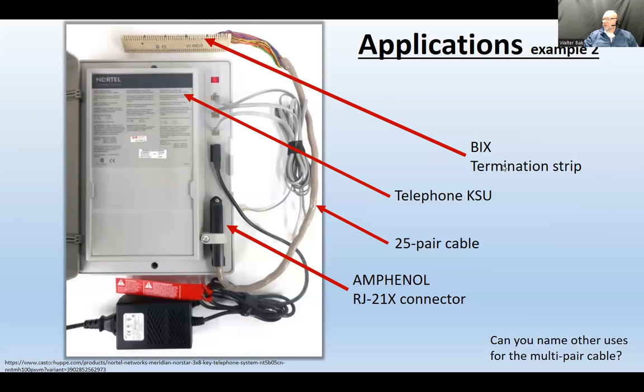So here's the BICS termination strip. Here's the telephone KSU, and KSU stands for key service unit. Well, a mouthful of a name. Basically, it's a telephone system that directs the telephone traffic within the business that this thing is installed in. All right. Here's the 25 pair cable and the Amphenol connector. It's also called Amphenol connector.